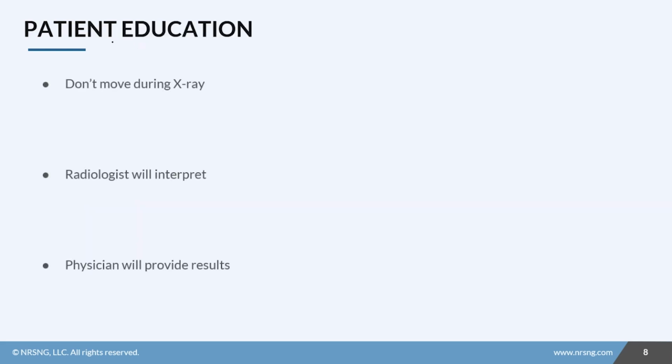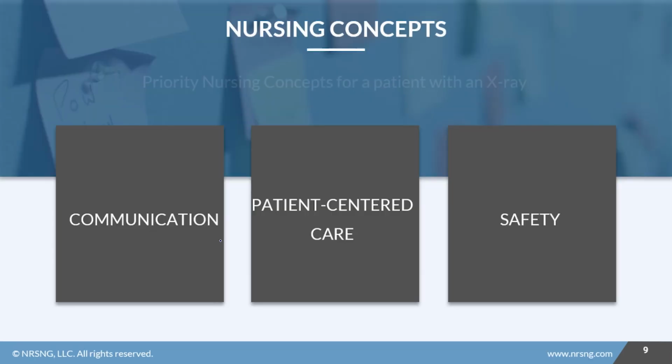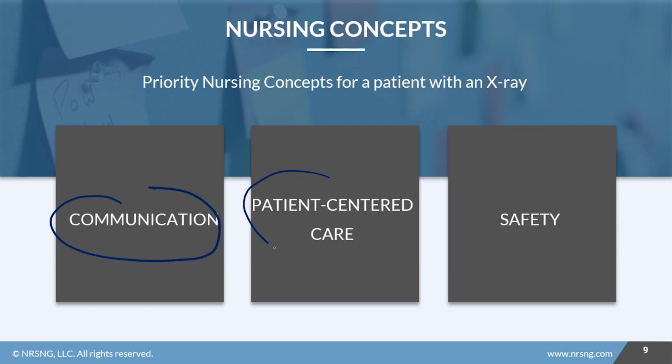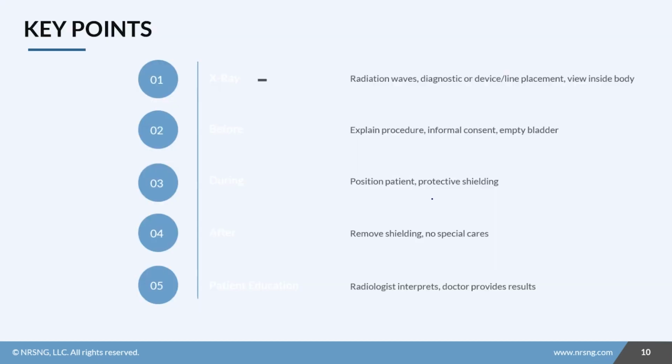So explain the importance of staying still during that X-ray. That way another one's not needed. Let the patient know that the radiologist is going to interpret the results from that picture, and then the doctor will be able to provide those results to the patient. All right, so the priority nursing concepts for the patient with an X-ray are communication, patient-centered care, and safety.